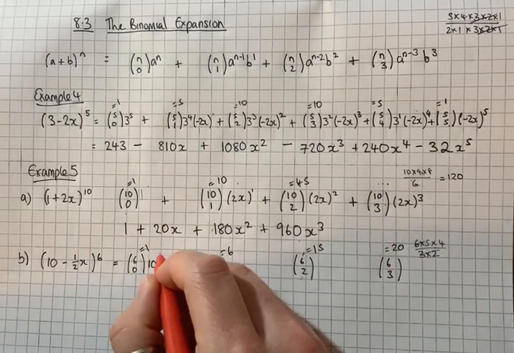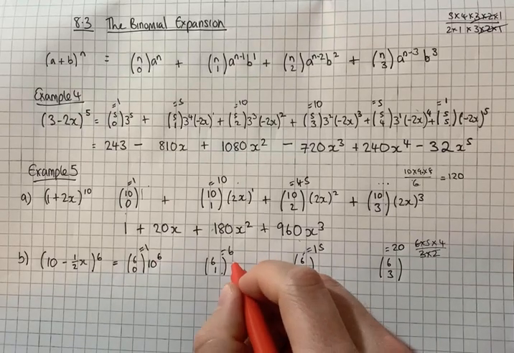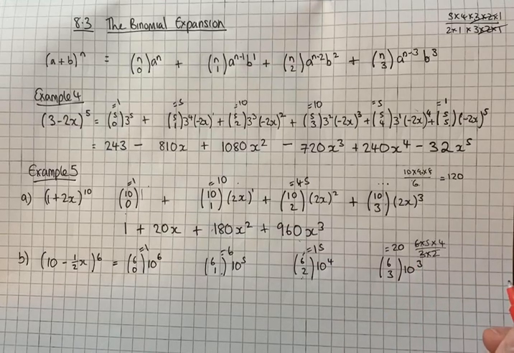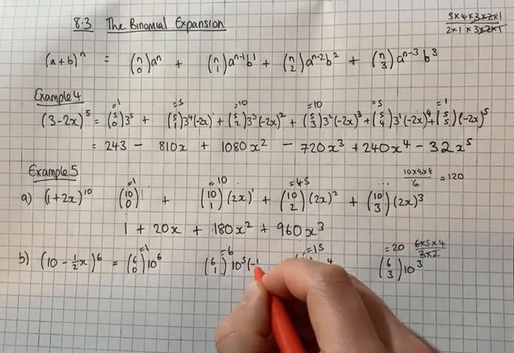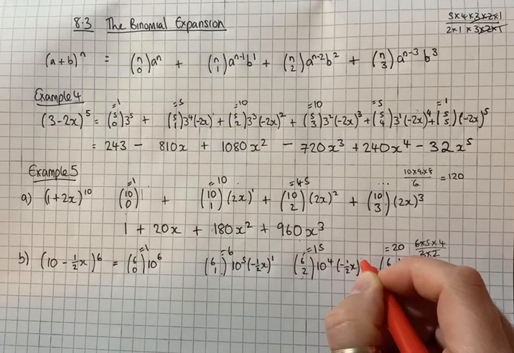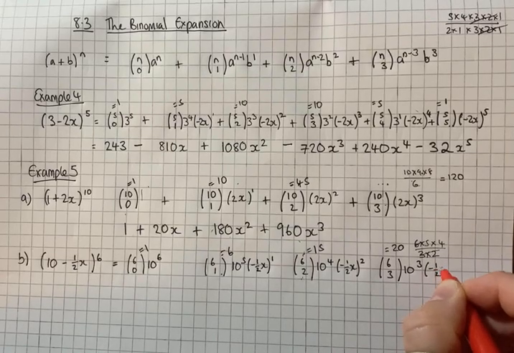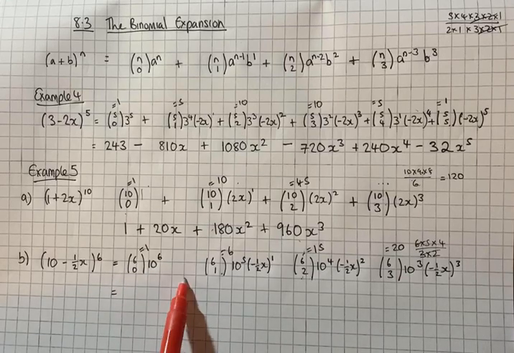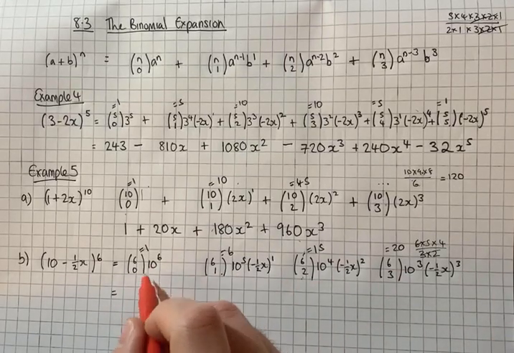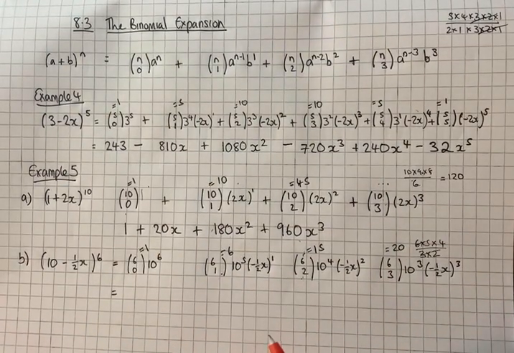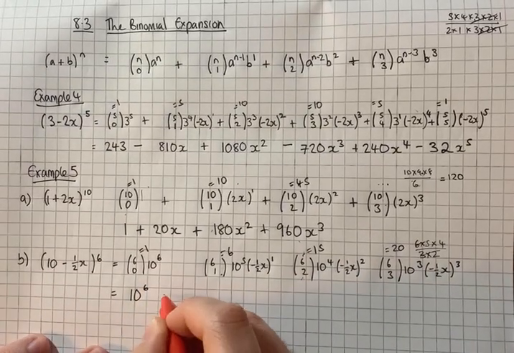10 to the power of 6, oh dear. 10 to the power of 5, 10 to the power of 4, 10 to the power of 3. Minus a half x to the power of 1, minus half x to the power of 2, minus half x to the power of 3. I don't even really need to worry about the minuses because I know it's going to go plus, minus, and so on. So the first one is just 10 to the 6. I don't have to leave it as 10 to the 6. I'll leave it as 10 to the 6 for now and then see what's going in the answer.